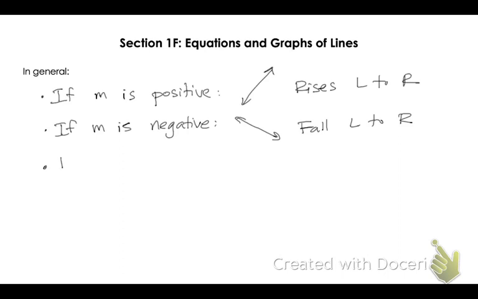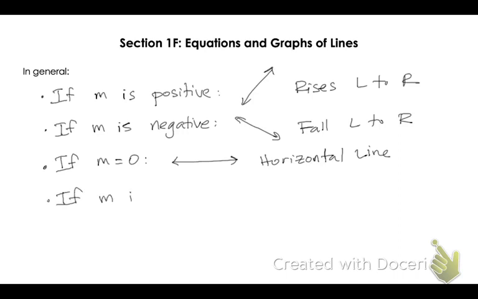If m is 0, that was the line that was no rise and all run. You got a horizontal line out of that. And if m is undefined, we had a vertical line. So that's our summary of slope.